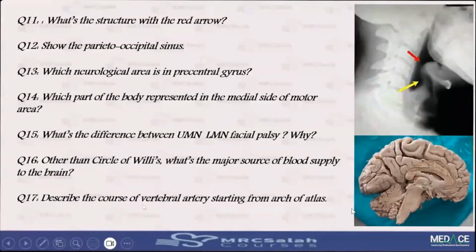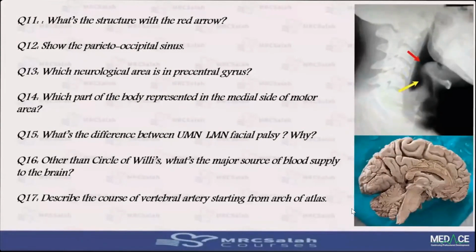Would you describe the course of the vertebral artery starting from the arch of the atlas? In this question, sometimes they give you the cervical vertebra to point at and show the pathway. So would you describe it, please? It moves upwards, forwards, and medially until it comes to the front of the medulla.